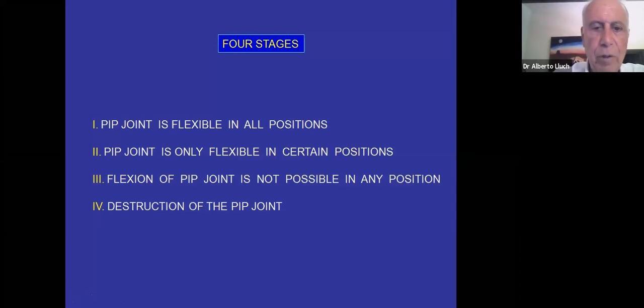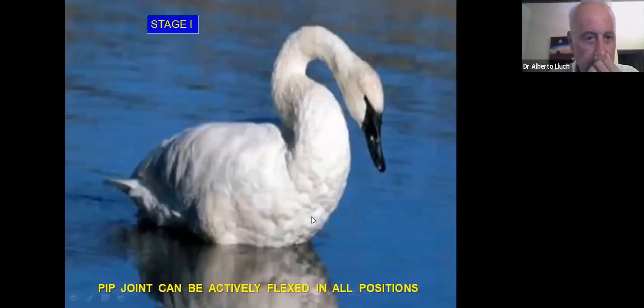the PIP joint. In stage 3, flexion of the PIP joint is not possible in any position of the MP joint. Even if the MP joint is in flexion, the PIP joint will not be able to flex. Why? Because we have a remodeling or stiffness of the structures dorsal to the PIP joint. And finally, the final stage is a destruction of the PIP joint. So 4 stages in swan neck and 2 stages in boutonniere.